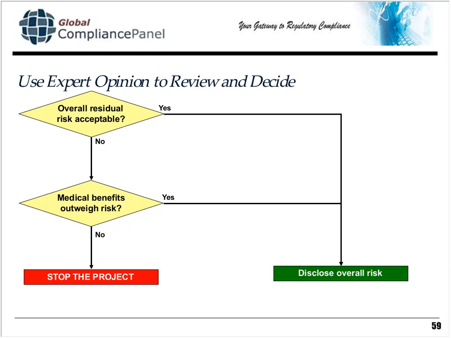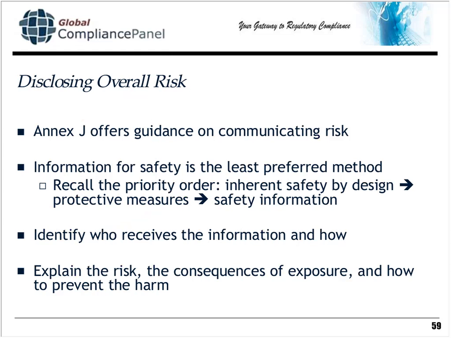Now, how do we disclose overall residual risks? Well, Annex J gives us some information on communicating risks, and it has this idea that we have safety information, which is the least preferred method, and so we need to identify who receives this information and how they're going to get it. Explain the risk, the consequences of exposure, and how to keep the harm from happening. So that's what we need to do when we disclose risk.